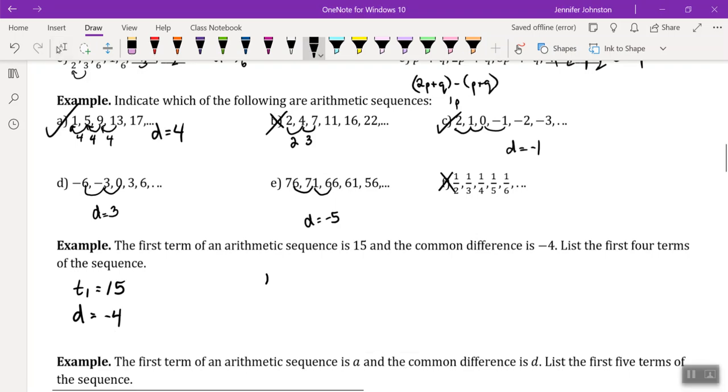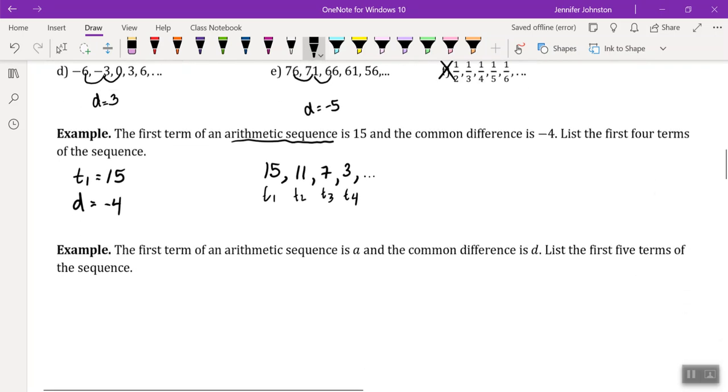All right, it's telling us that it's an arithmetic sequence, so we're going to have 15. What do you think the next number is going to be if we have a common difference of -4? If you guess, just subtract 4, you're right. So this is 11. Subtract another 4, we get 7. Subtract another 4, we get 3. And we can see here this was T1, T2, T3, T4. Awesome.